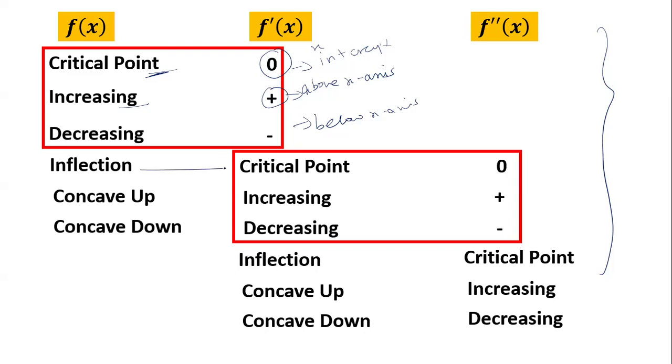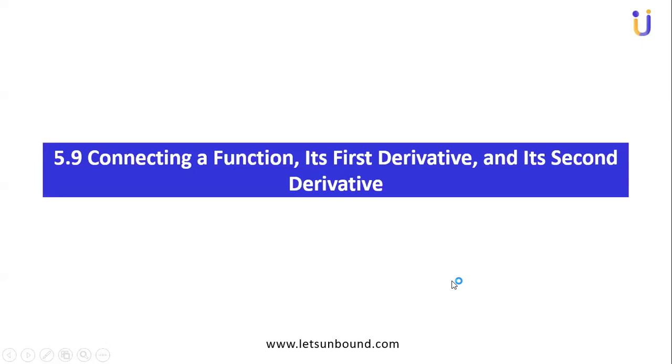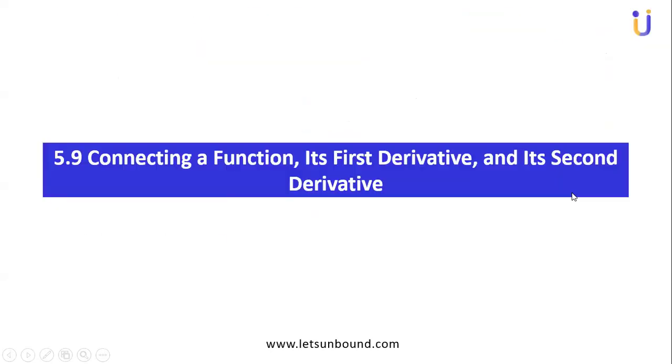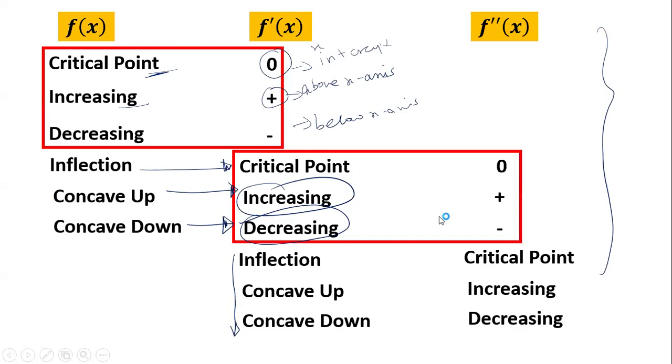And an inflection point in f of x should be a critical point in f dash of x. If your graph is concave up, your f dash of x will be increasing. If your graph is concave down, your f dash of x will be decreasing. And the same thing, you just write inflection, concave up, and you just copy paste the same, right? So this is an important thing for any function. If you know this, you can easily sketch this. Now, connecting a function, its derivative and its second derivative. You can use the same trick over here.